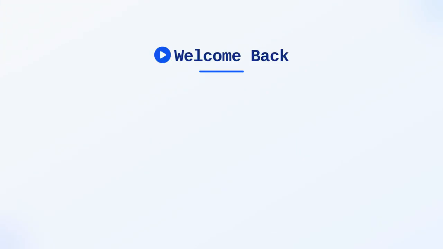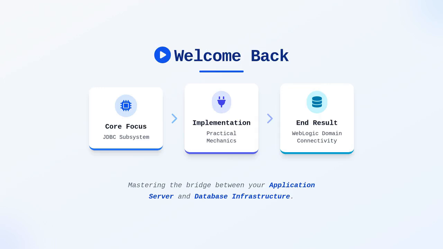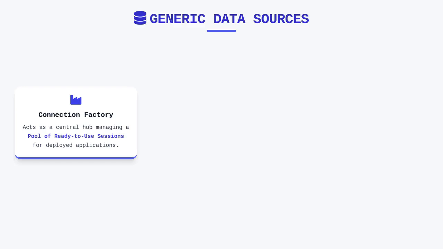Welcome back. In this section, we shift our focus toward the JDBC subsystem and the practical mechanics of establishing database connectivity within your WebLogic domains. When we talk about generic data sources in WebLogic Server, we are describing the standard, foundational method for providing database connectivity to our applications. A generic data source acts as a factory for database connections, maintaining a pool of ready-to-use sessions that the server manages on behalf of the deployed applications.